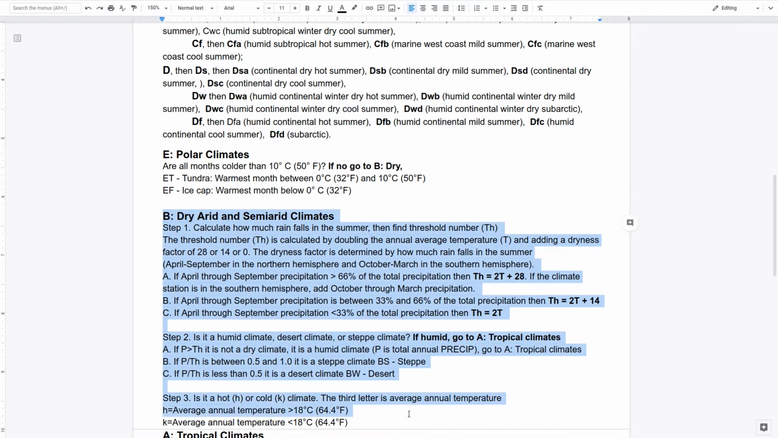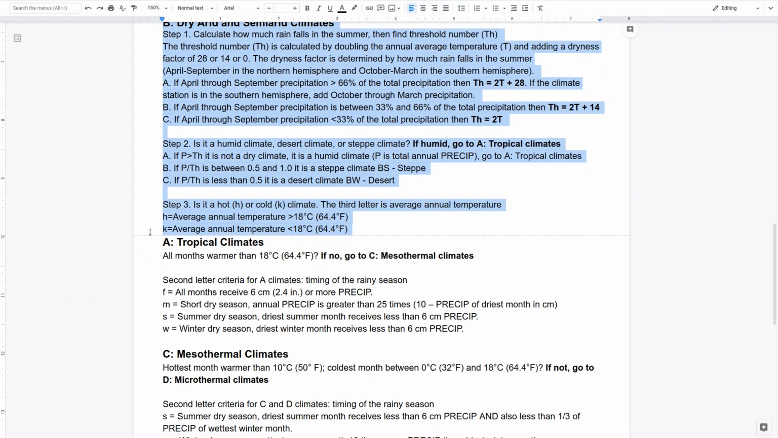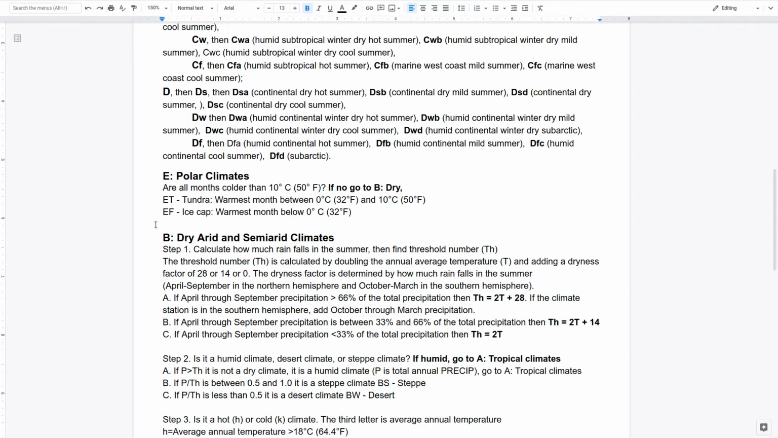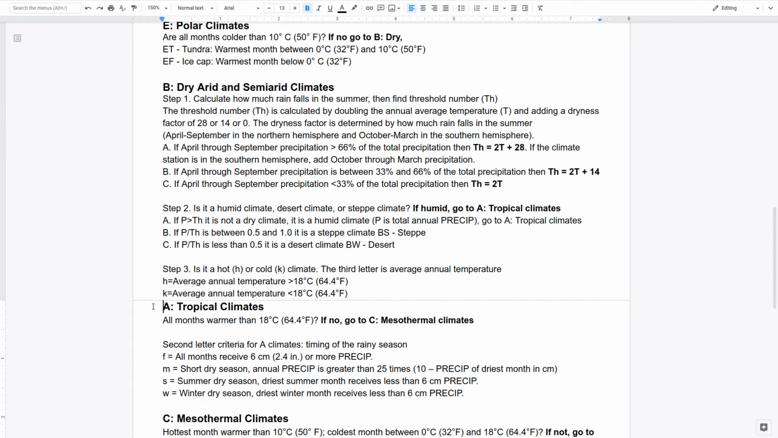B, I'll go through this next time. For next week, we'll be doing the math and classifying dry, arid, and semi-arid climates. We'll be looking at the threshold number, the dryness factor. That'll be some fun math. So if it's not an E climate, then you check to see, is it a B climate? If it's not a B climate, you check to see, is it an A climate?